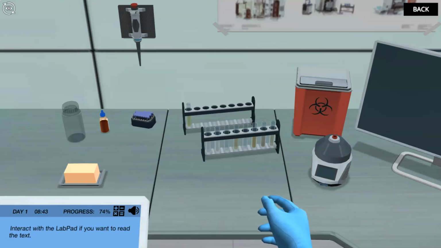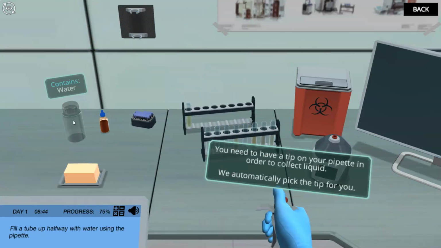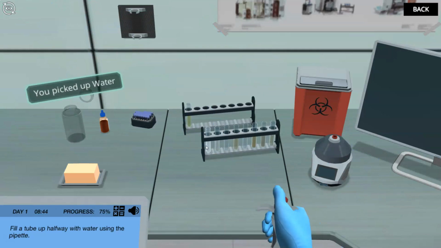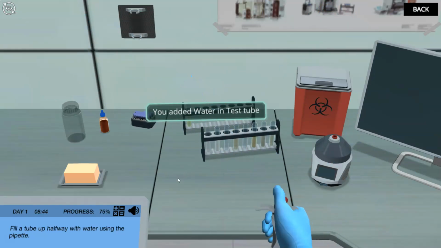Sudan 4 is a red stain that detects the presence of lipids. When Sudan 4 is added to a mixture of lipid and water, the dye will move into the lipid layer, coloring it reddish-orange. Fill a tube up halfway with water using the pipette. In a real lab, you have to repeat this for every tube. Luckily, Tracy will help you out with this.